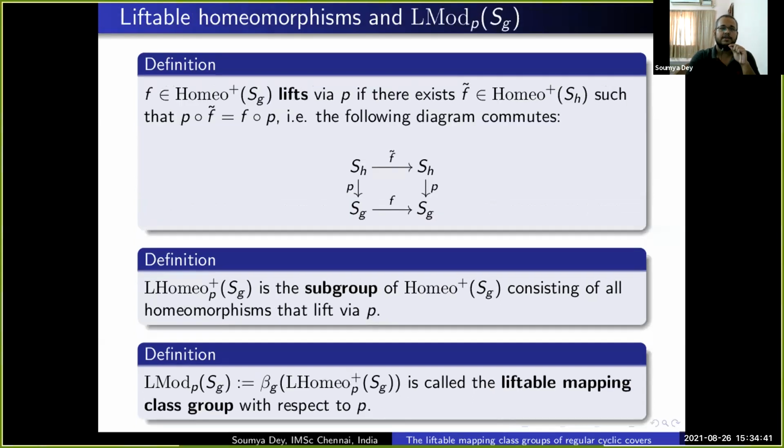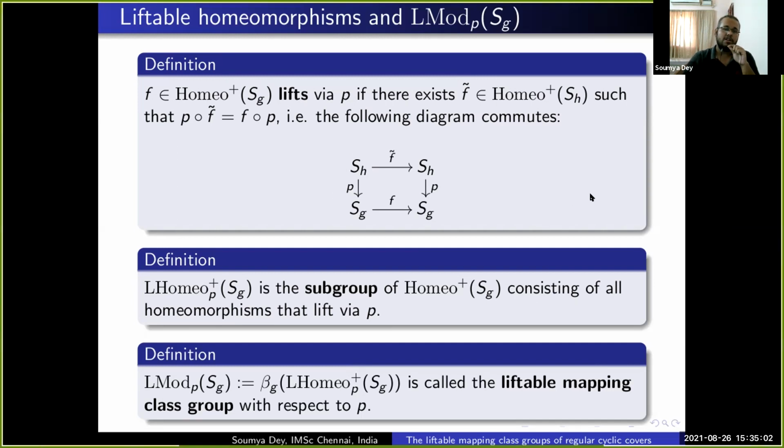Now, what is called a liftable homeomorphism? Suppose you have some f which is in homeo plus of Sg. This lifts via P if there exists some f tilde in homeo plus of Sh such that this square commutes.